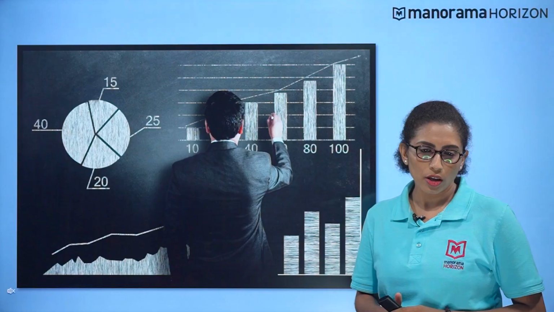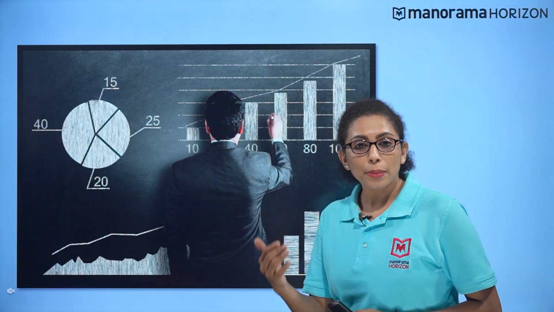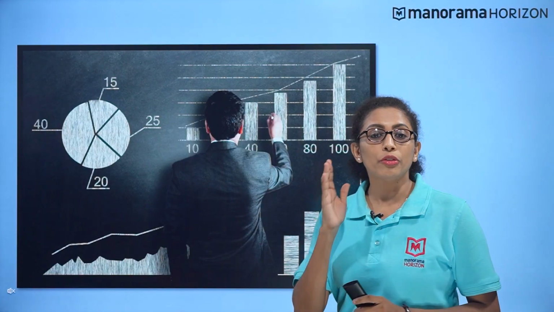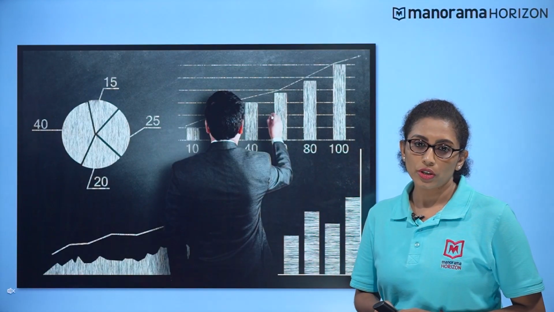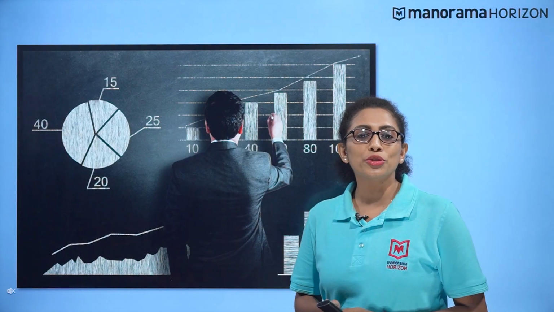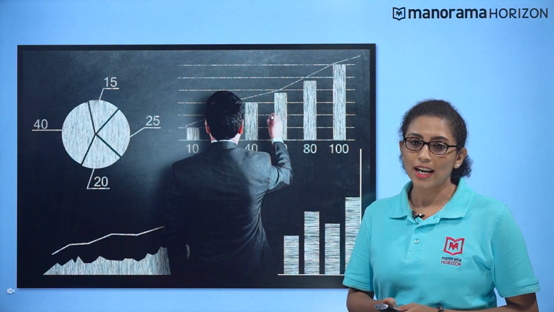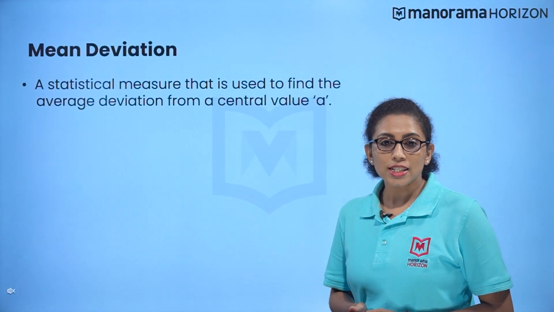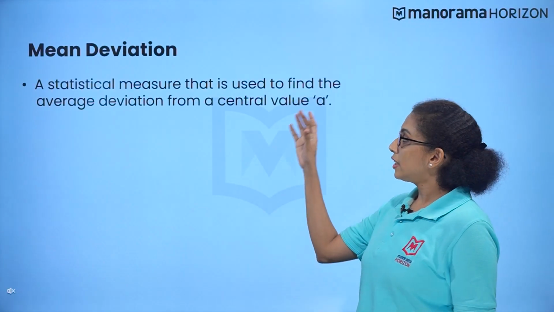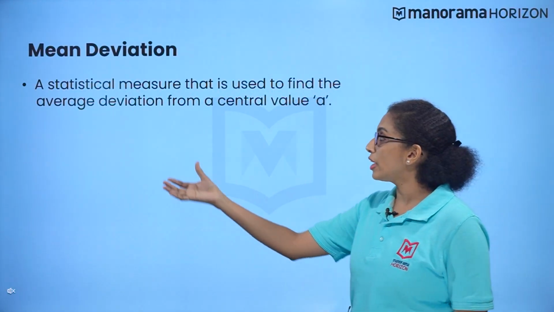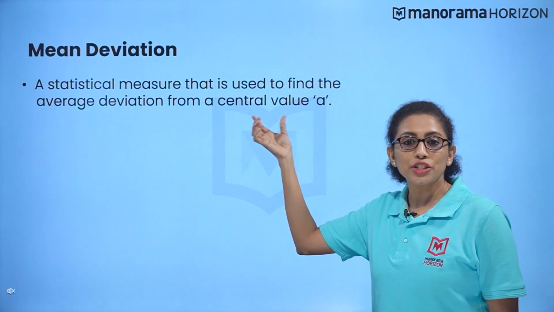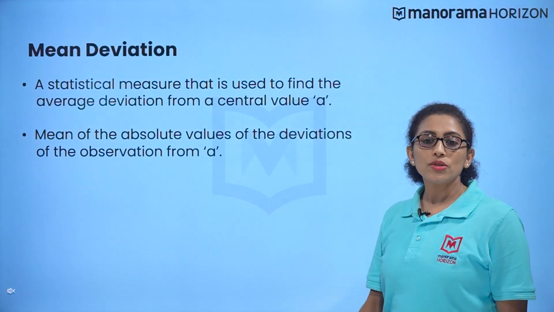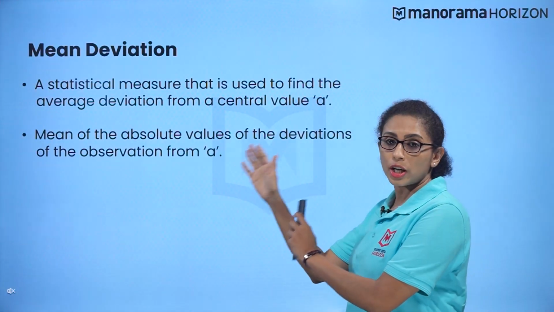complete information. So we choose another parameter called measures of dispersion, which can be used to describe the variability in a data set. And in this video, we are going to deal with one measure of dispersion, that is mean deviation. Mean deviation is defined as a statistical measure that is used to find the average deviation from a central value A. It is the mean of the absolute values of the deviations of the observations from A.